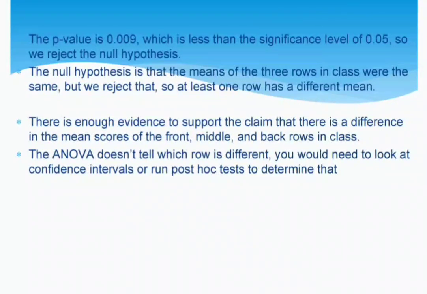So we reject the null hypothesis and accept the alternative hypothesis. The null hypothesis is that the means of the three rows in class were the same, but we reject that. So at least one row has a different mean. There is enough evidence to support the claim that there is a difference in the mean score of front, middle and back classes. The ANOVA doesn't tell which row is different. You would need to look at the confidence intervals or run a post hoc test to determine that. Anyway, thank you.